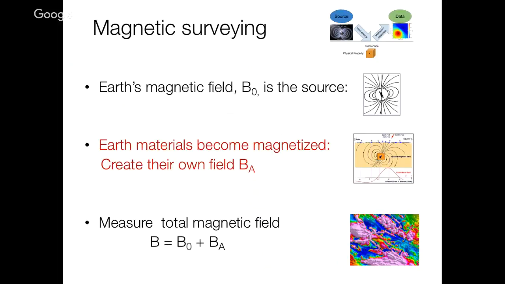So here's our magnetic survey. The first part was that we've got an Earth's field, V sub 0. That's our source. And now Earth's field is going to magnetize anything, and we're going to put that as a symbol, V sub A.